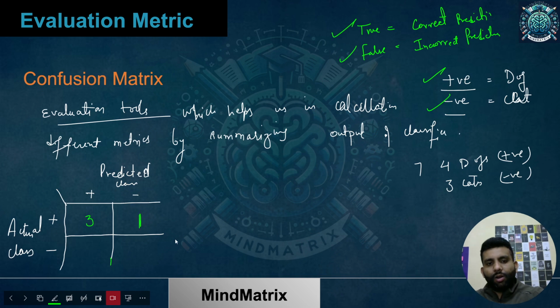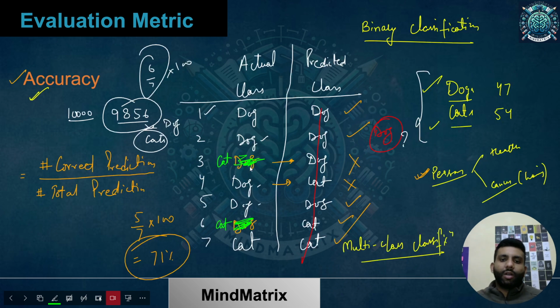Okay. Now let's see. Negative class predicted positive. That means cat class was predicted to be a dog. Cat predicted to be a dog. So this was only one instance of this.